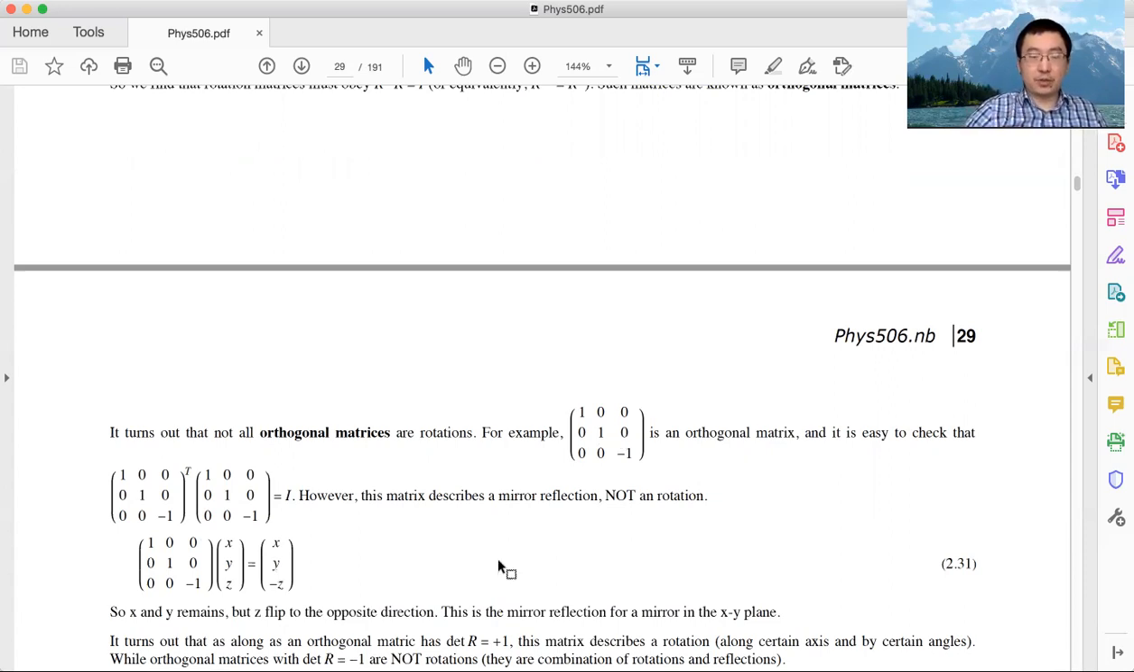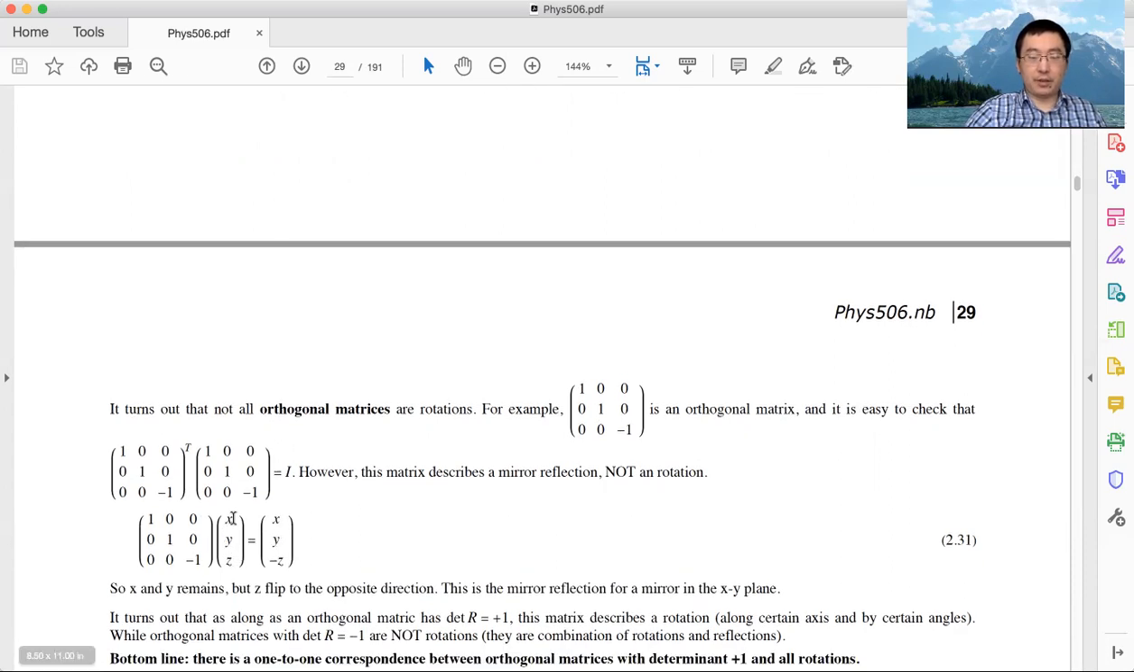The reason it's not a spatial rotation can be seen here. If we multiply x, y, z by this matrix, it becomes x, y, and minus z. So this is a mirror transformation. x and y stay the same, but z pointing up becomes pointing down. So this describes a mirror in the xy plane. It's not a rotation. So all rotational matrices must be orthogonal matrices, but orthogonal matrices are not always rotations.